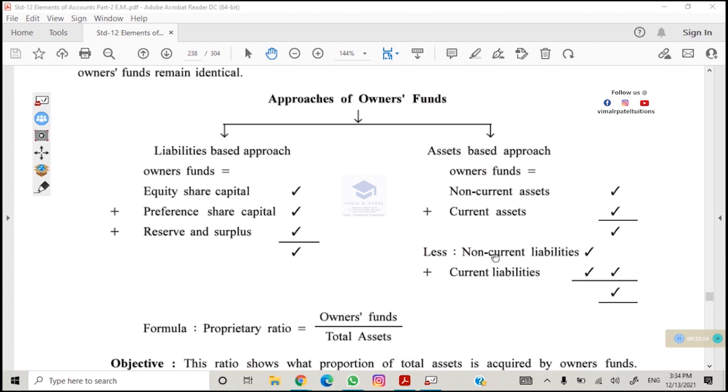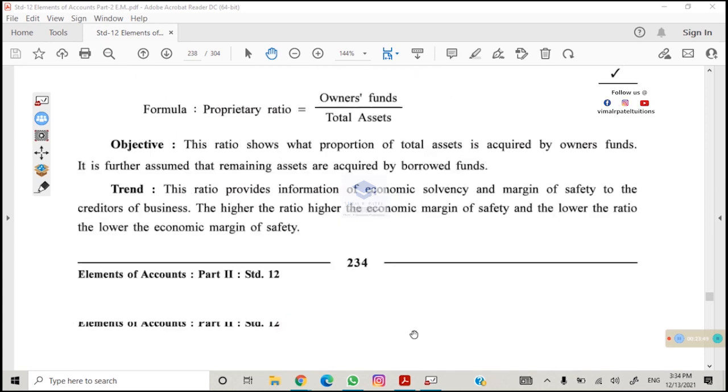So either you will subtract non-current and current liability from total asset, that will give you owner's fund, or you will simply add equity, preference and reserve to arrive at owner's fund or proprietor's fund. So whatever information is given in the sum, on that basis you have to find out owner's fund. Formula for proprietary ratio is owner's fund upon total asset.